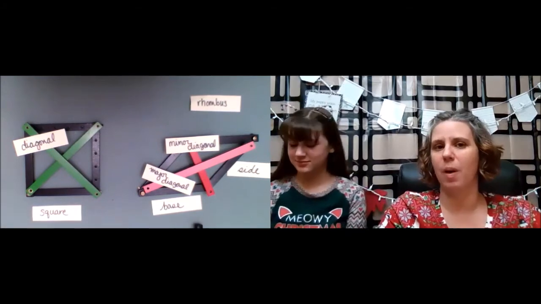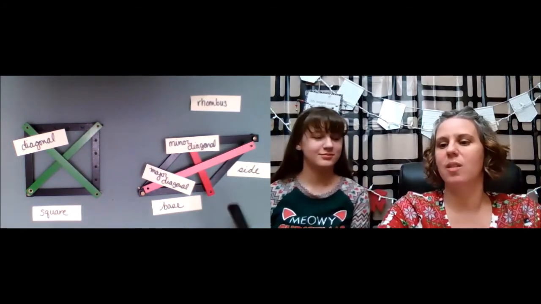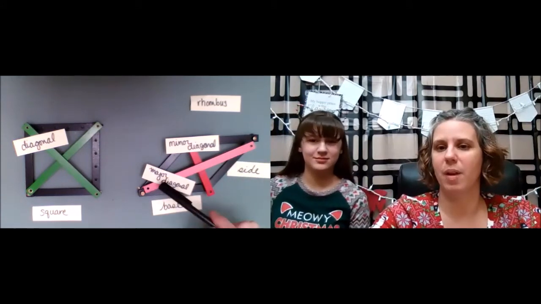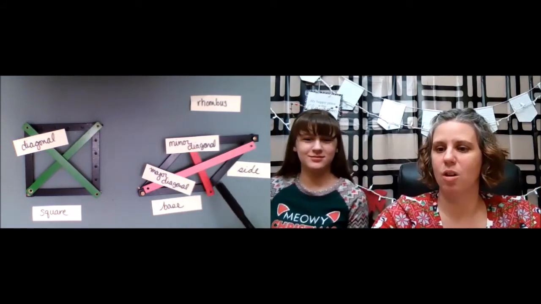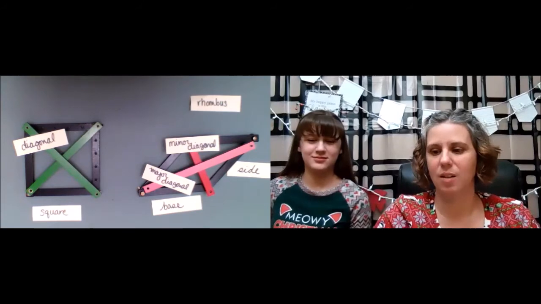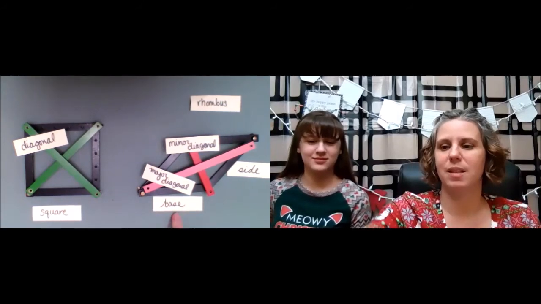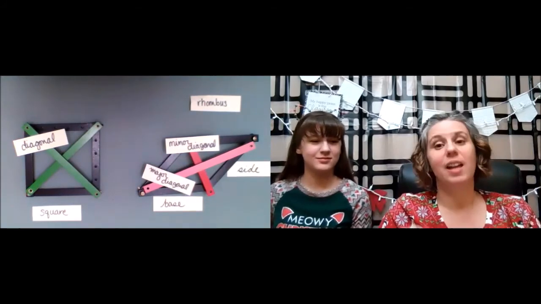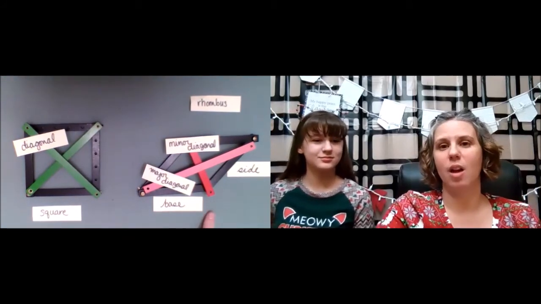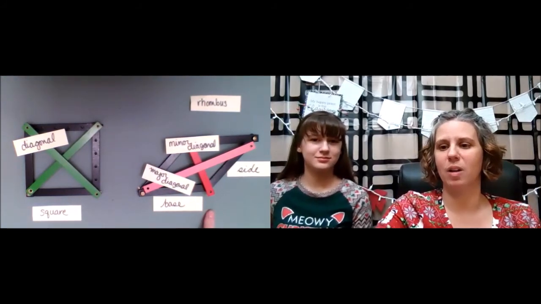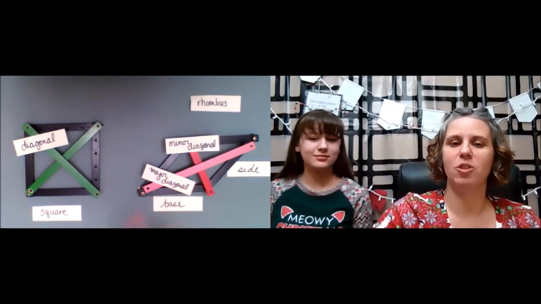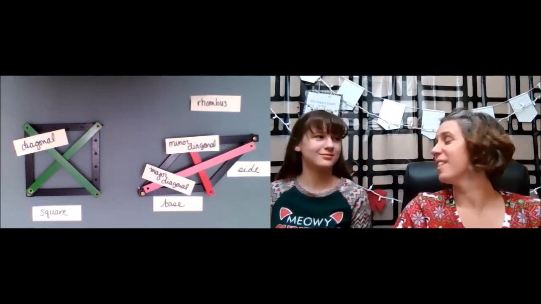But when we're looking at the parts of a rhombus, the longer diagonal is called the major diagonal, and the shorter diagonal is called the minor diagonal. We've got a base and another base and a side and another side. In your journal, you're going to draw a rhombus and all of these parts. The sides, the base, the major diagonal, and the minor diagonal.